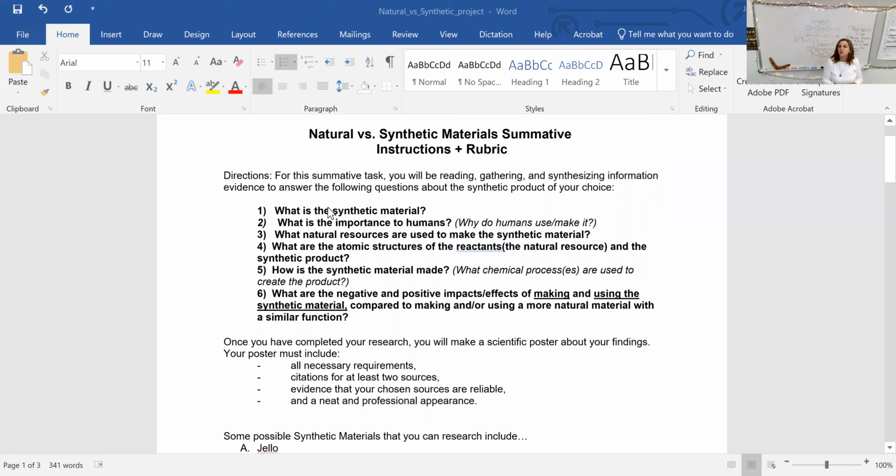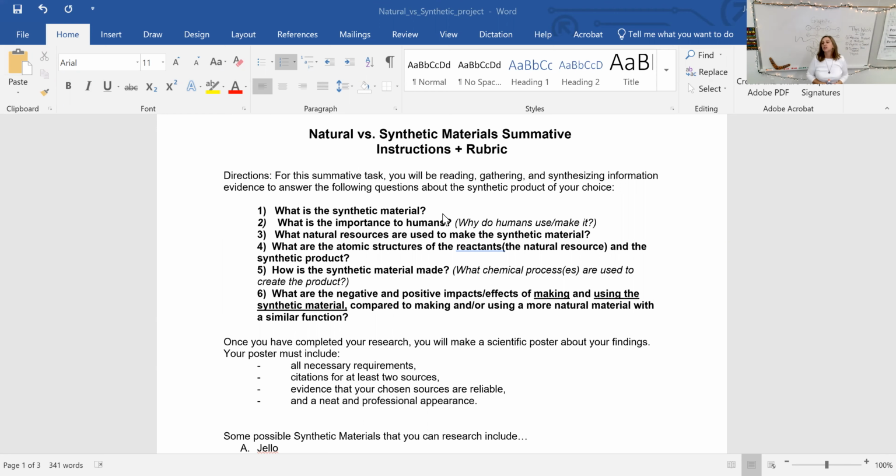Here are the questions we're going to tackle. It says, what is the synthetic material? Well, that one's quick and easy. Maybe you choose Elmer's glue. Maybe you choose a material like nylon, whatever your face mask is made out of.